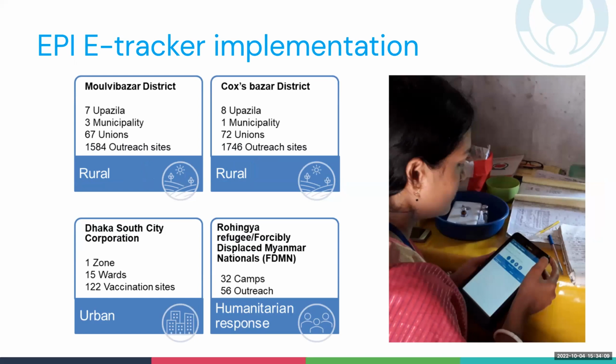So this is our implementation status. We implemented the DHIS2 Immunization E-tracker in both rural and urban settings, also for humanitarian responses. We covered more than 3,000 immunization outreach sites through this Immunization E-tracker. And for the humanitarian responses, we use this DHIS2 tracker in 32 camps and 56 outreach sites.